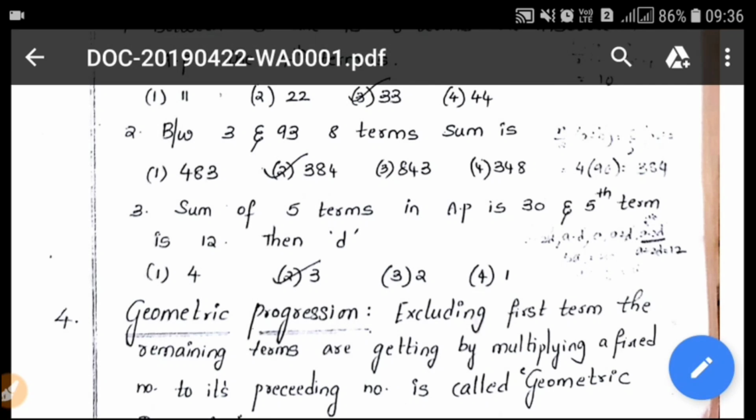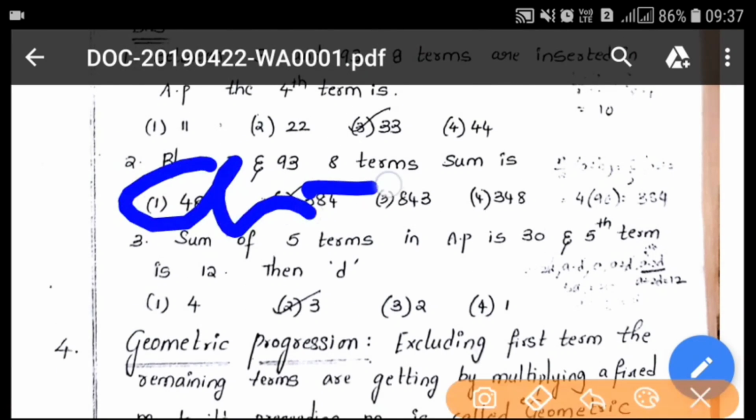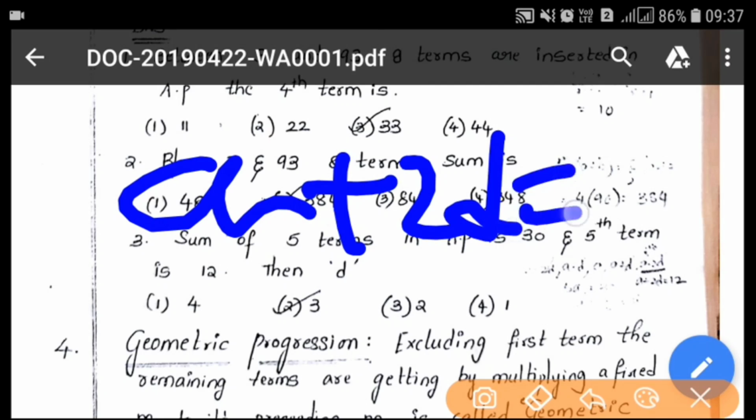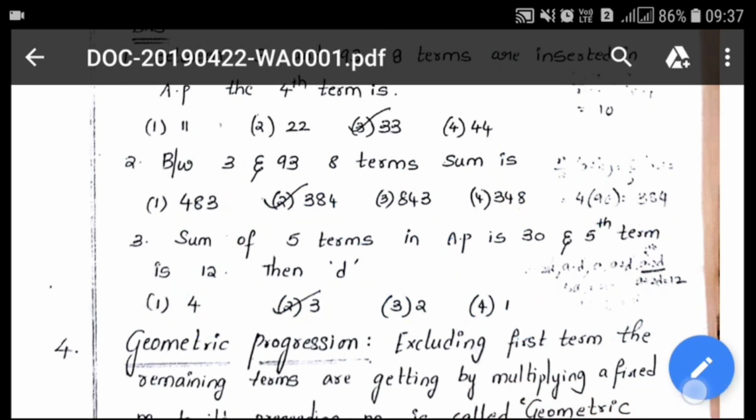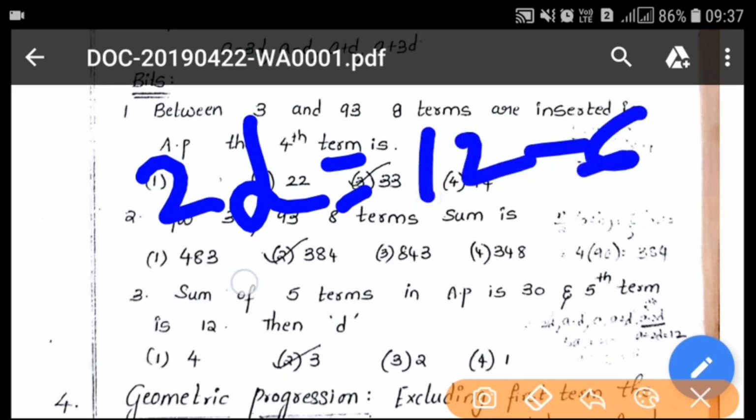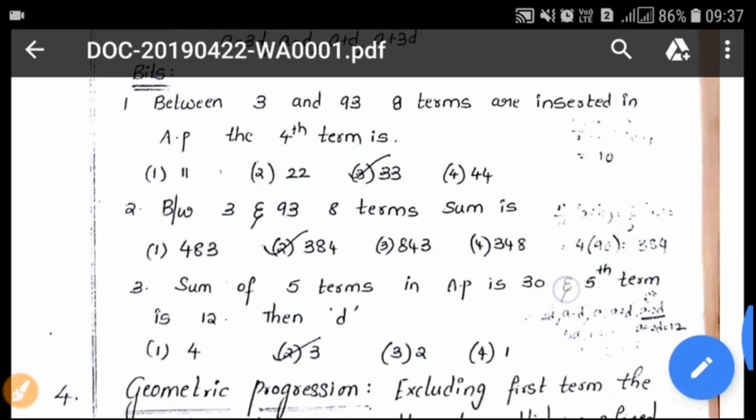Okay, so fifth term, so A minus 2, we are taking A plus 2D. A plus 2D is equal to 12. So A is equal to 6. 6 plus 2D is equal to 12. So 2D is equal to 12 minus 6, means 2D is equal to 6. So D is equal to 3. So that is the answer.